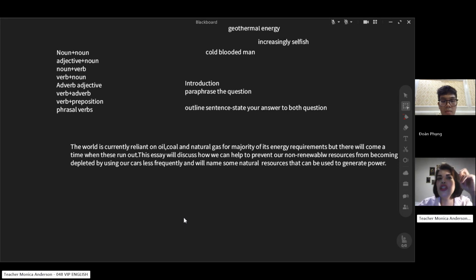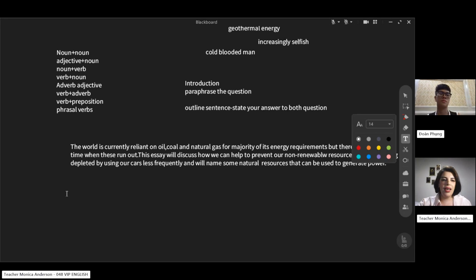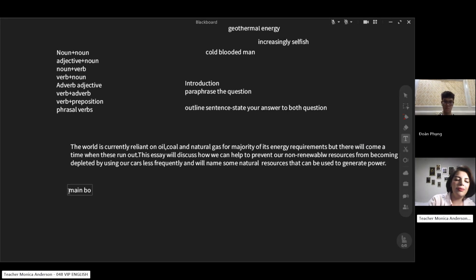So the two ideas in your introduction will become the two main body paragraphs. In the introduction, I said use cars less: walk, cycle, public transport. Main body 2, renewable energy, natural forces like solar, wind, wave, tidal. So I have two main bodies. Main body 1, how do you find it? Is it difficult, you think? Of course it's not.